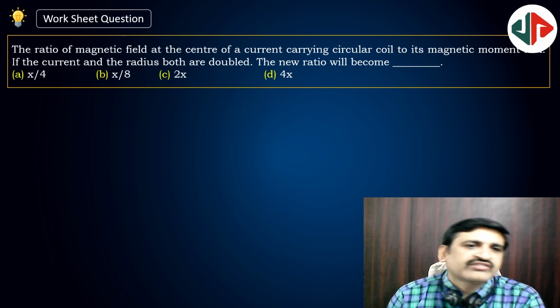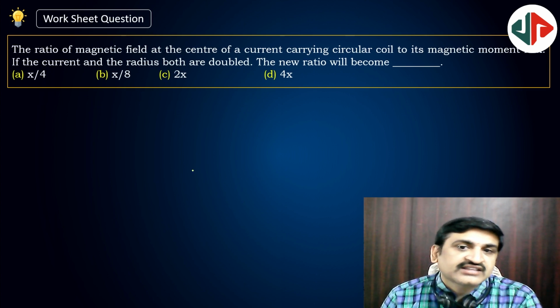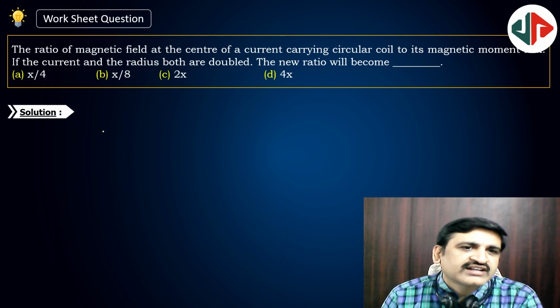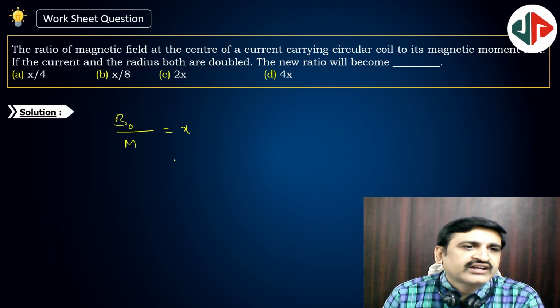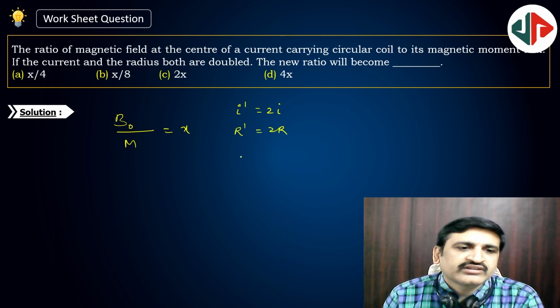The ratio of magnetic field at the center of a current carrying circular coil to its magnetic moment is X. Come again: ratio of magnetic field at the center of current carrying coil to its magnetic moment is x. If the current and the radius both are doubled, current I dash is doubled and radius r dash is doubled, the new ratio will be? Okay.